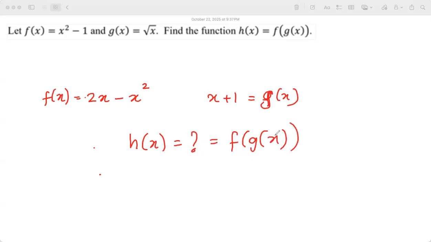What is the answer to this? Slightly trickier than what you did. Let me see whether you get it right, all of you. I said f of x is 2x minus x square, and g of x is x plus 1. Go ahead.